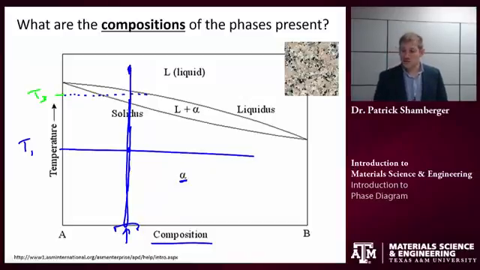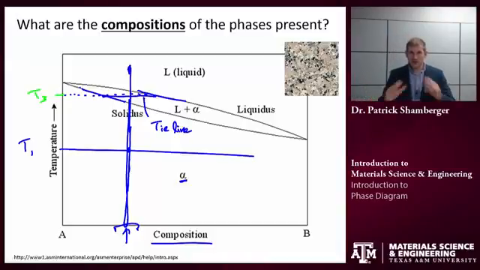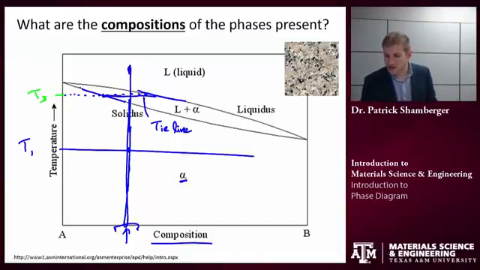So if I'm in a two-phase region, the first thing I want you to do is draw a horizontal line from one phase boundary to the other phase boundary. This is what we call a tie line. Anytime you're in a two-phase region, the first thing you should do is draw this tie line. Because what this does is it tells us the composition of those two phases that are in equilibrium at that temperature.